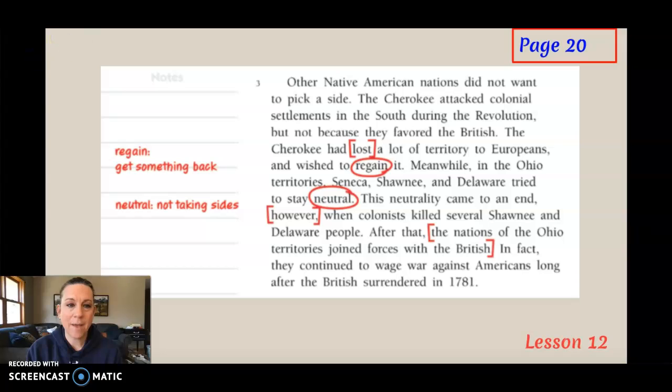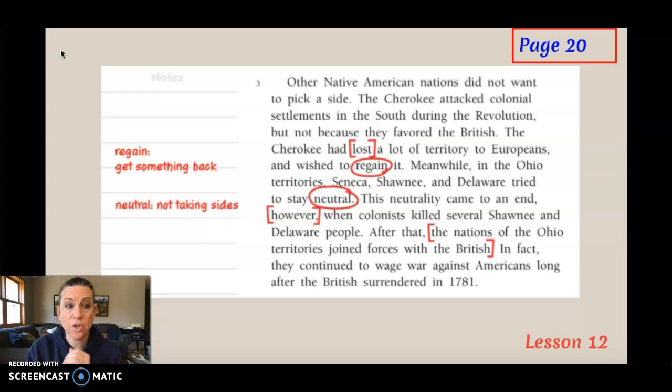All right, welcome back. So on page 20, I've circled the word regain. And I've bracketed lost. I'm comparing and contrasting. So the Cherokee had lost a lot of territory to Europeans and wished to regain it. They lost it, but they want to regain it. Well, that means they want to get it back.